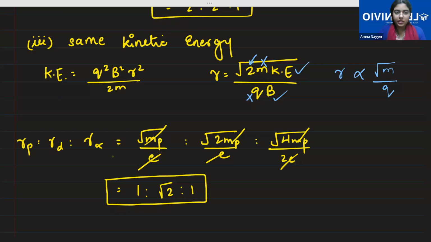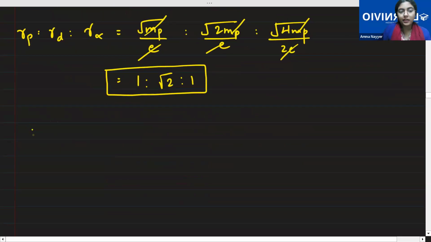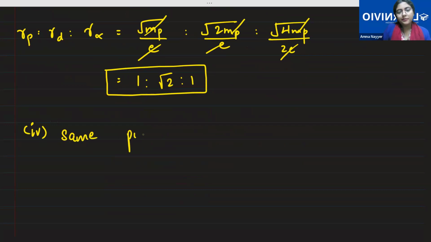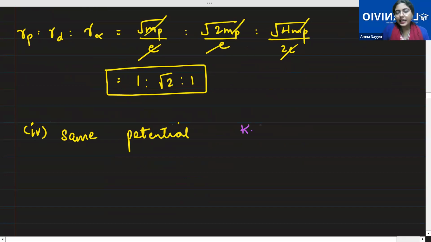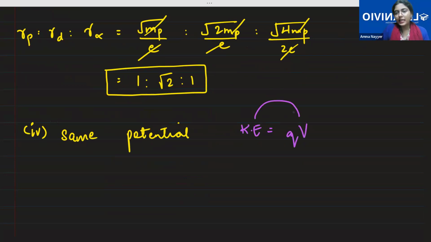Same kinetic energy. Now the fourth part says same potential difference. Now look, in your dual nature of matter and radiation, there is a formula that we will be discussing, that kinetic energy is equal to charge into the potential. So this is how the kinetic energy and potential are related. These questions are from your board exams, and in boards the entire syllabus comes. So portions from dual nature are also included and considered. So that's why these questions are there.